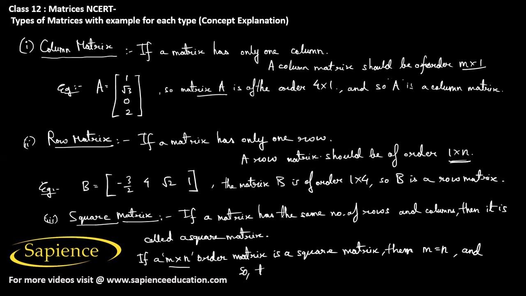So if an m cross n order matrix is a square matrix, then m should be equal to n. Then the order will be n cross n, or we can say it is a square matrix of order n. So a square matrix of order n means that it is a matrix of order n cross n.